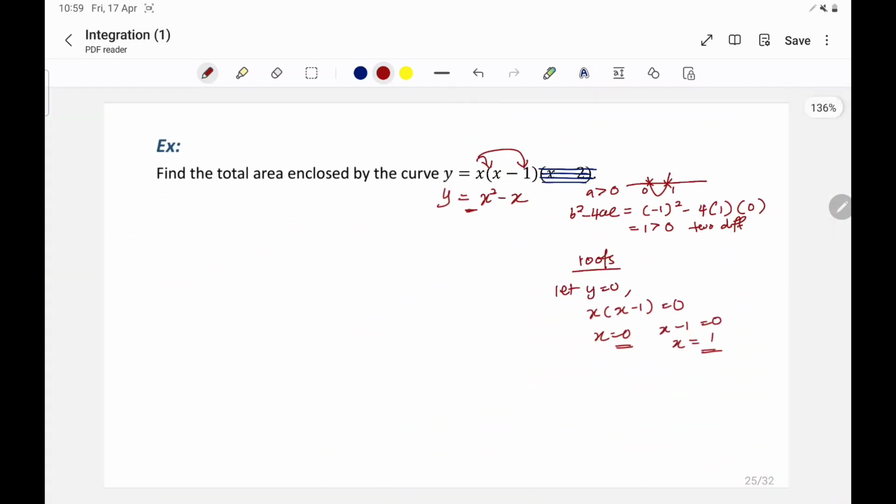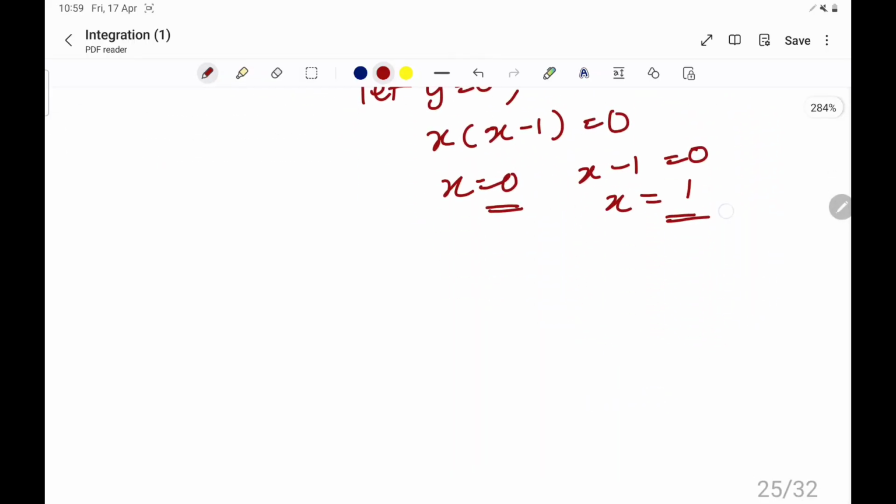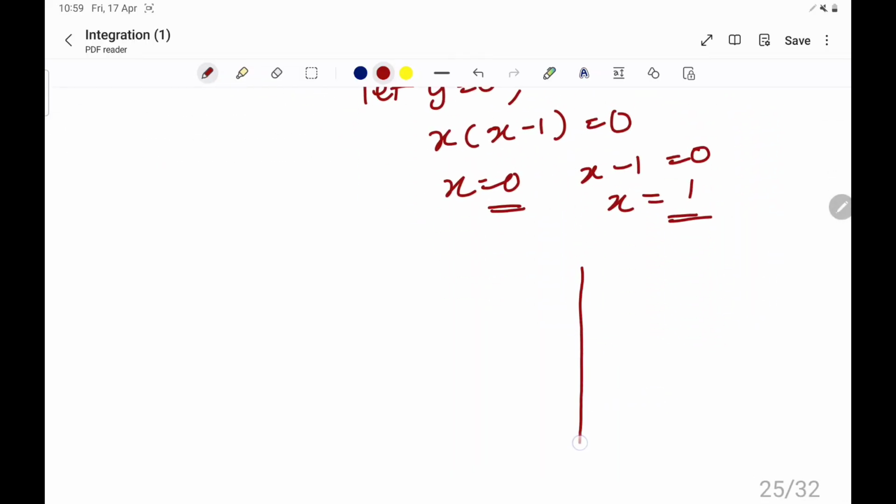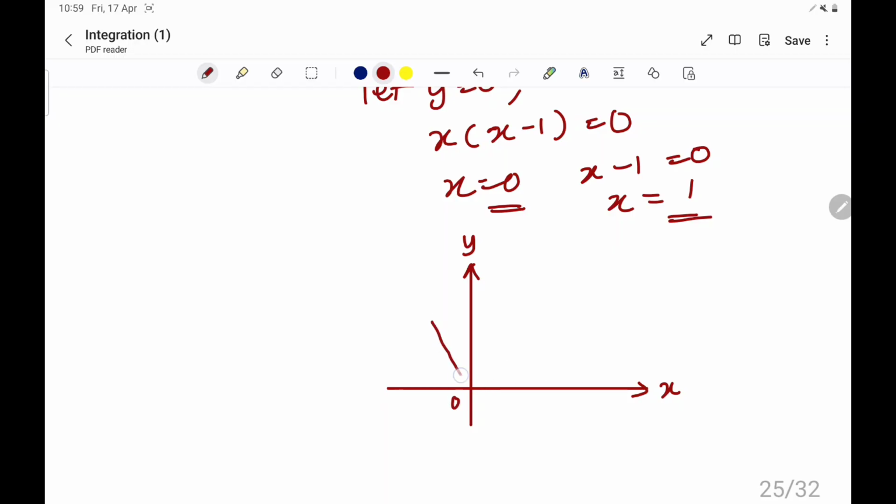Okay, you can start to draw. Just simply sketch. Okay, I just put it here. So our graph is a smile graph. So it is 0 until 1. So let's say here is 0, and then you have to draw this. So 0 until 1.